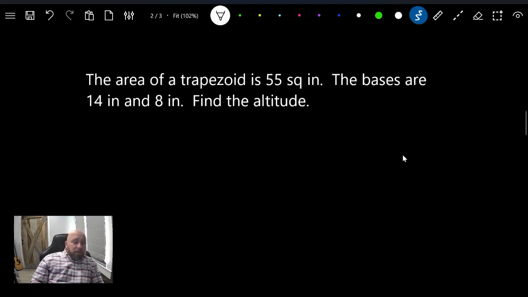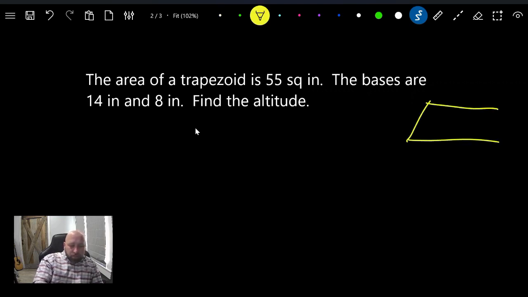All right, let's do one of these. Let's use the theorem to solve this. The area of the trapezoid is 55 square inches. The bases are 14 inches and 8 inches. Find the altitude. So one thing that you might want to do is just draw your trapezoid over here. You can draw it however you want to. It doesn't really tell us how to draw it. So maybe just to visualize it, that will help you. One is 14 and one is 8.